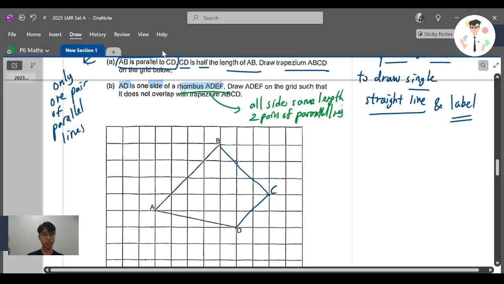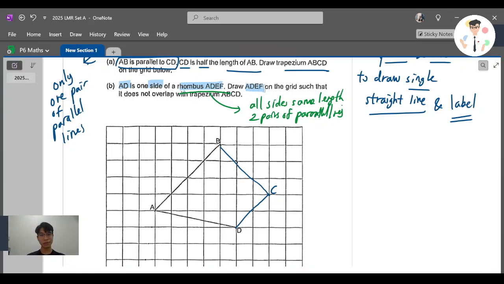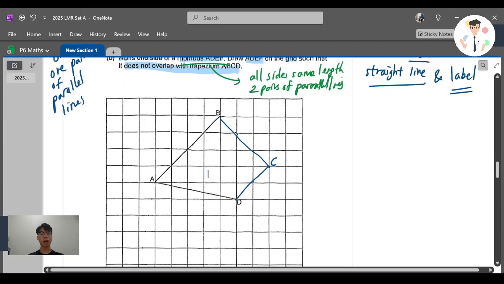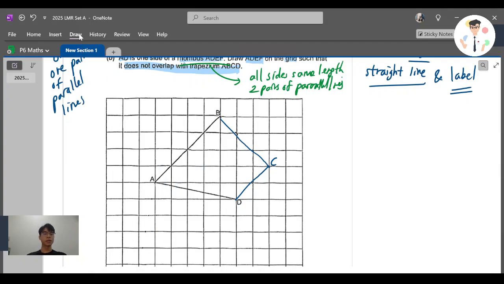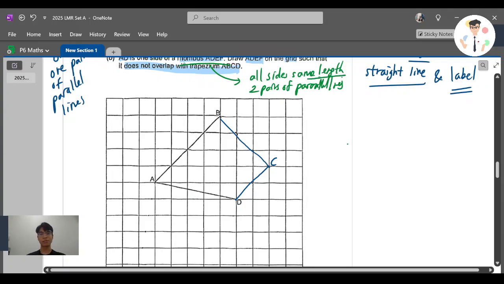So let's look at this question. Here it says, draw ADEF on the grid such that it does not overlap with trapezium ABCD. That means whatever you draw now cannot go upward, it must go downwards. Go downwards. And now you must draw the same length side.